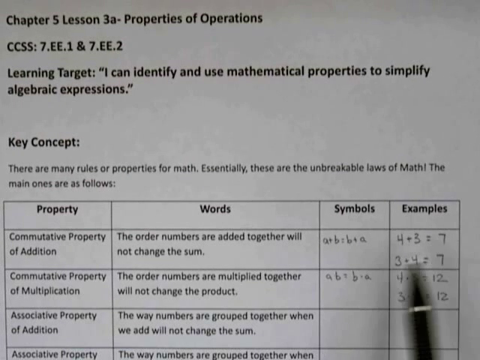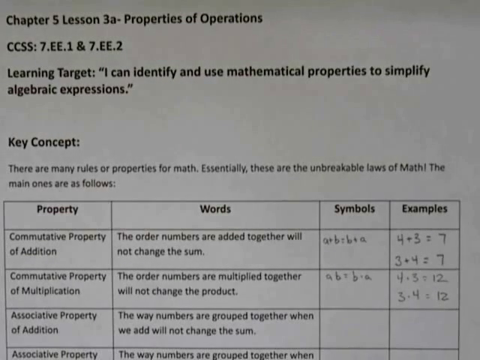So you need to know that when the order doesn't matter, we're talking about the commutative property, whether that's the commutative property of addition or the commutative property of multiplication. Both stand true, okay? Let's move on to the associative properties.